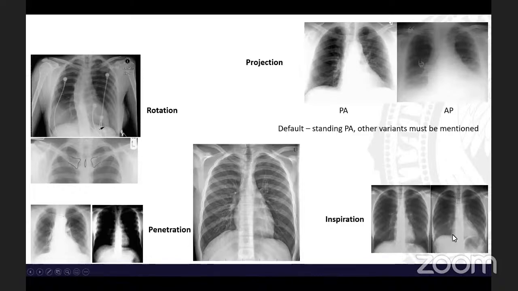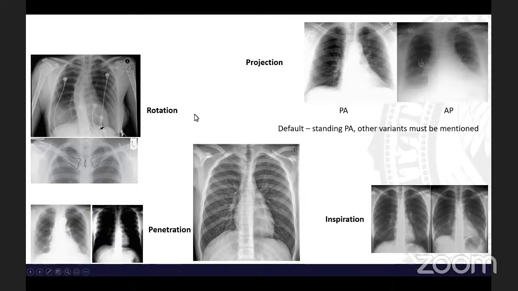Why is it important? We usually don't redo the picture because of that, but when you have insufficient inspiration, there can be a lot of shadows in the lower lung zones, which can be due to the compression of the lungs, because there's just too much lung here and it's whiter. So whenever you have a poorly inspirated picture, you need to be careful about saying anything wrong in the lower lung zones.